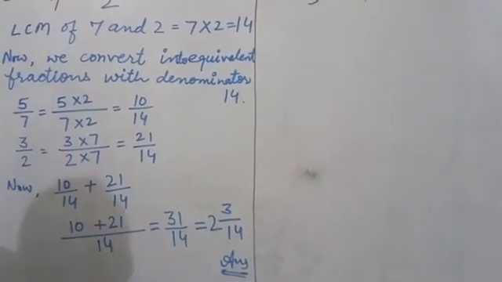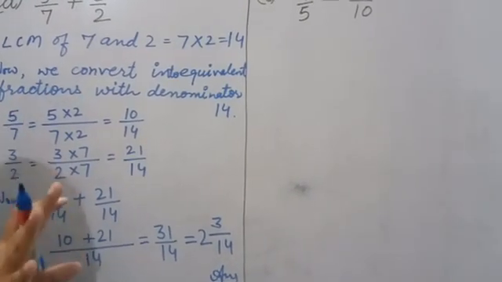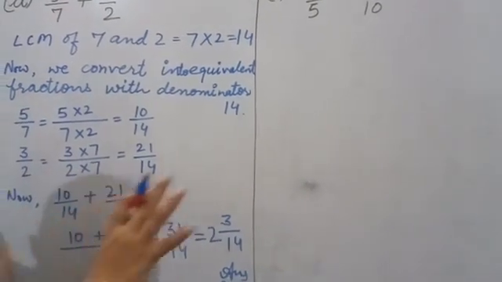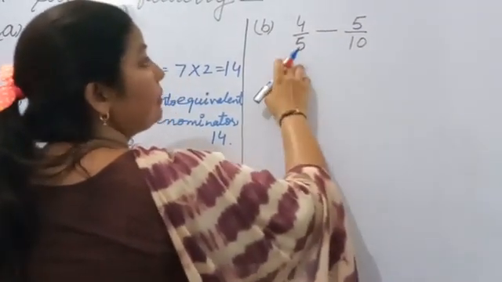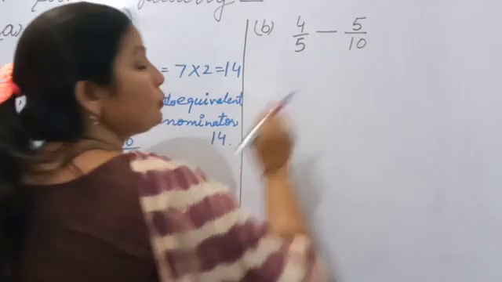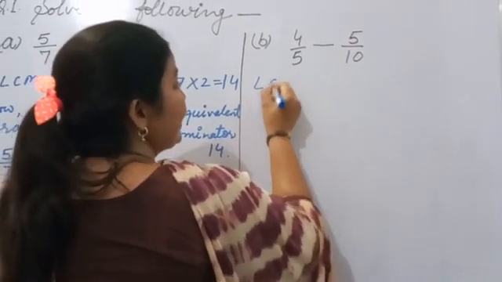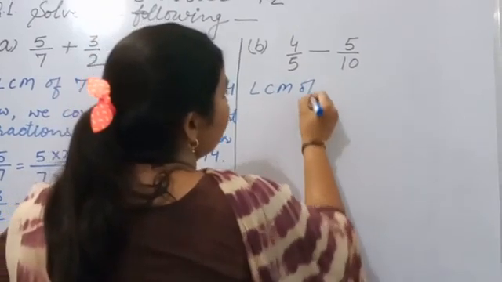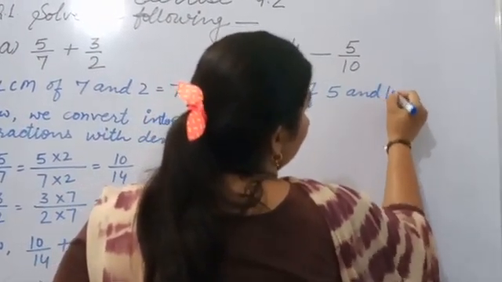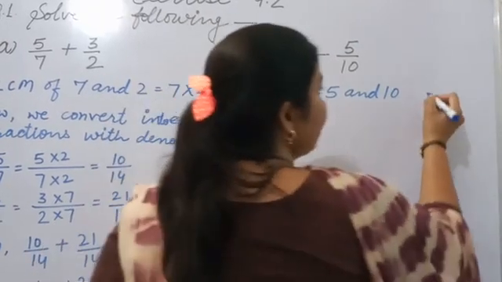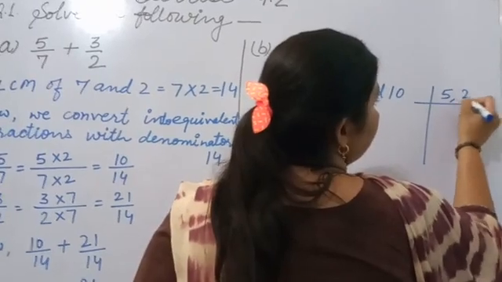Okay. Now it's part B. That is also the same. All questions are the same in this exercise. So here also, first of all we find the LCM of 5 and 10. Now these are not prime numbers, so we should find their LCM. So we find the LCM of 5 and 10.